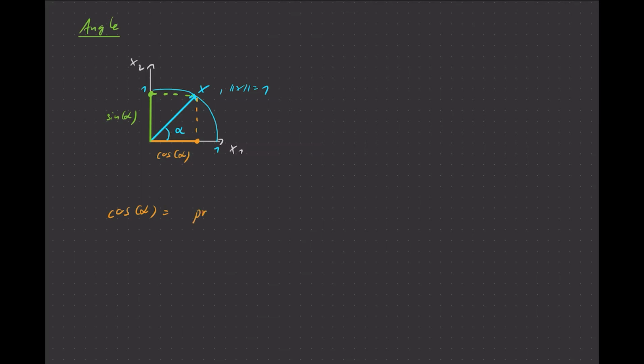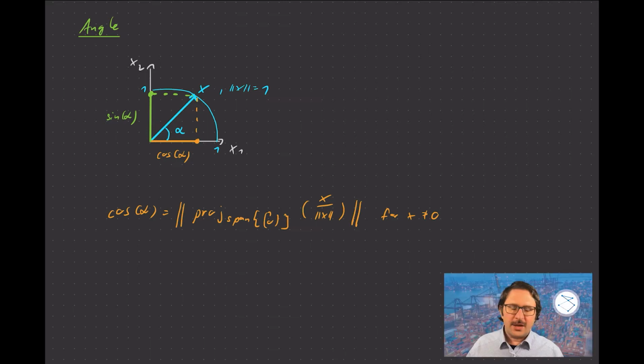Or if x is not normalized, then of course we have to normalize first before projecting. So we compute the projection onto the x1 axis, and that is the span of the vector (1, 0). We project x divided by its norm. And then the cosine is not that projection, but the length of that projection, right? So this here is equal to the cosine. And of course, we need x not equal to 0. And we also need x to be in the first orthant for this to work, more precisely.